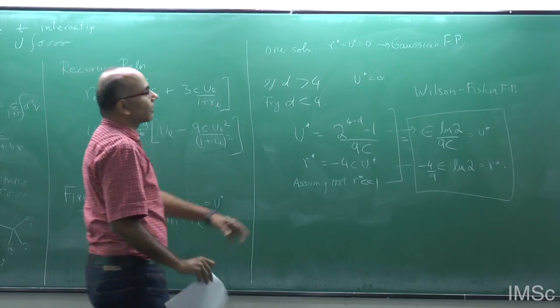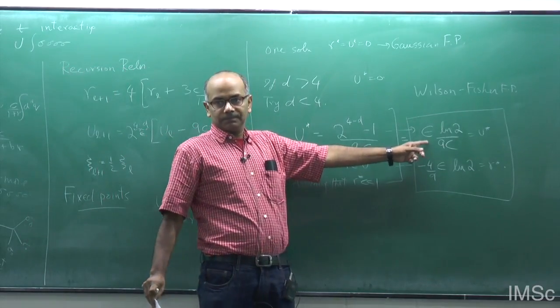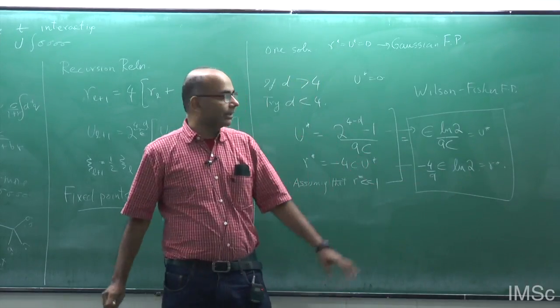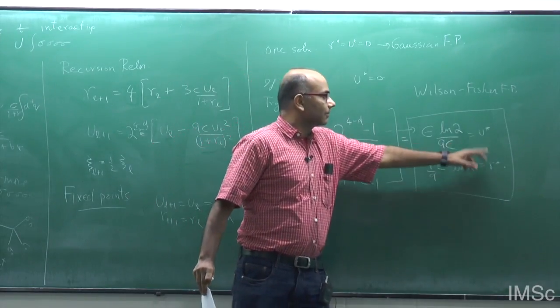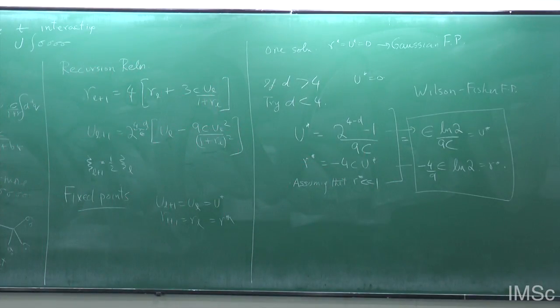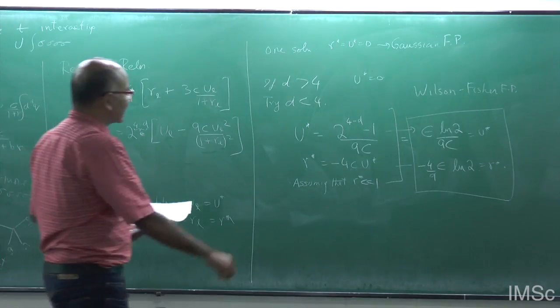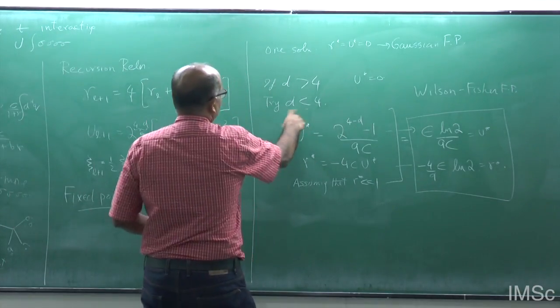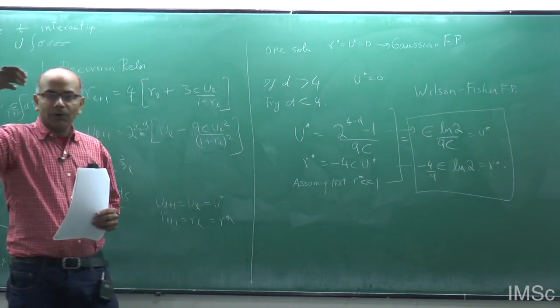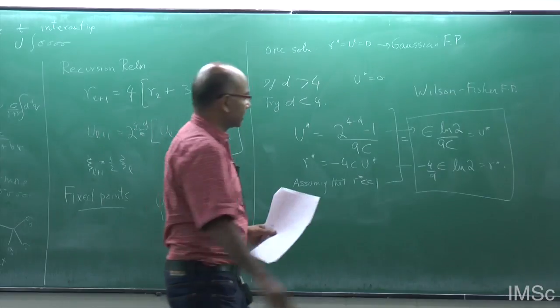So you can see the importance of epsilon being small. If epsilon is small, u star is small, and r star is small. And when epsilon is 0, of course they're both 0, and you get the trivial fixed point. Okay. So now we have two fixed points, and so let's see how the system actually flows when you're a little bit away from the fixed point.